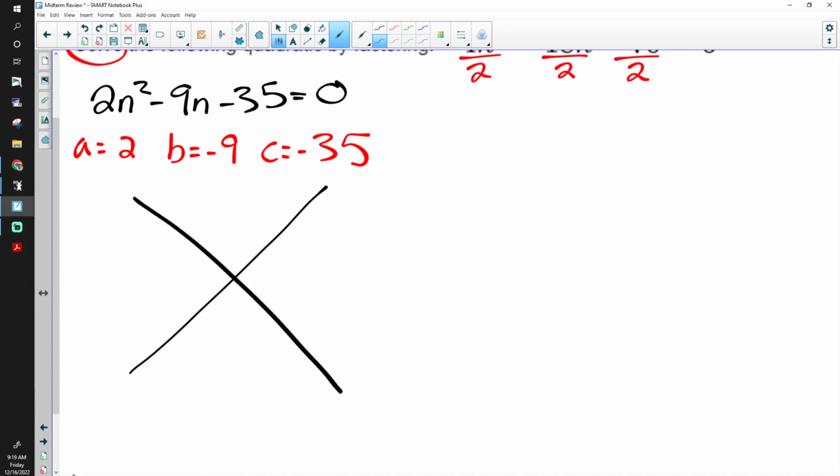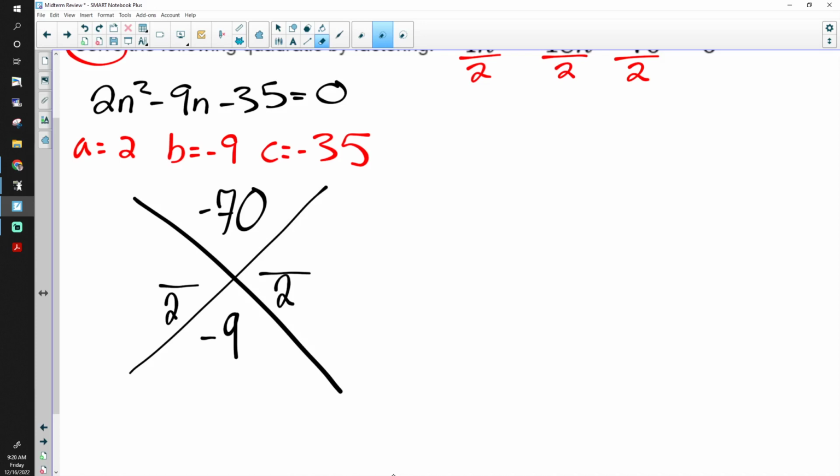On my tippity top, A times C. On the bottom, negative 9. What will we divide both sides by this time? 2. Okay, hardest part. 2 numbers that multiply to negative 70, but they add up to negative 9. Negative 14 and 5. Again, you just have to figure out what are the ways I can make 70.